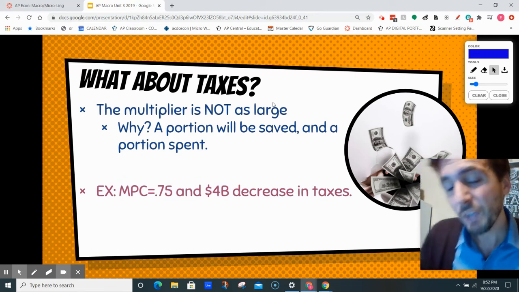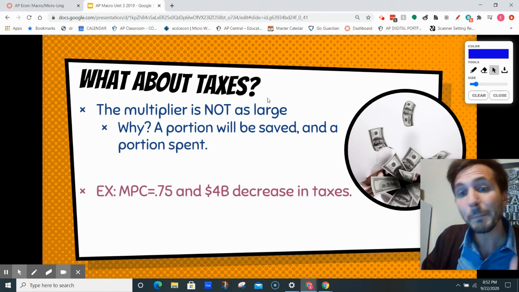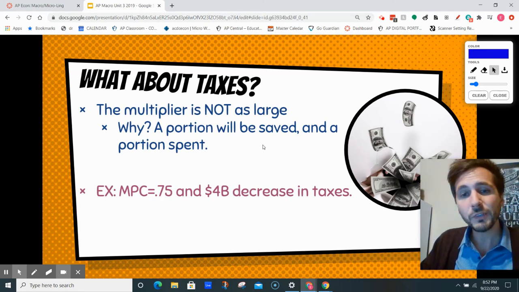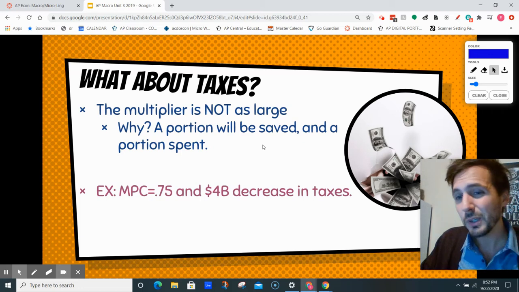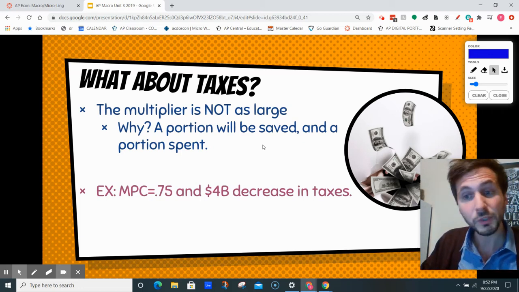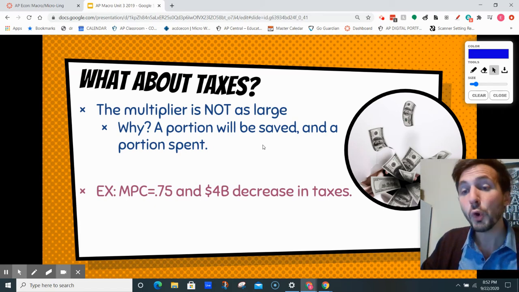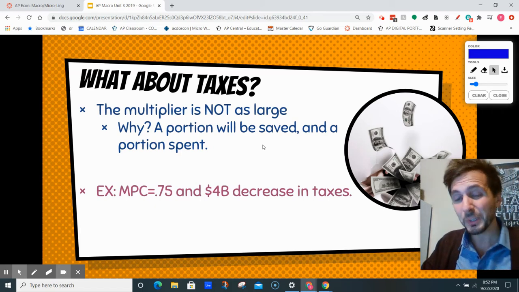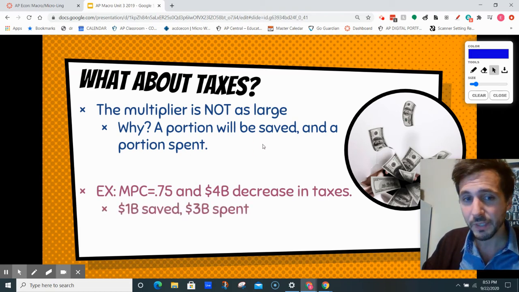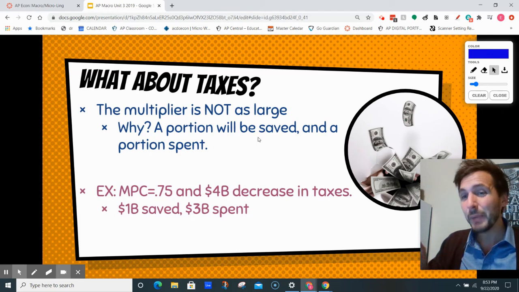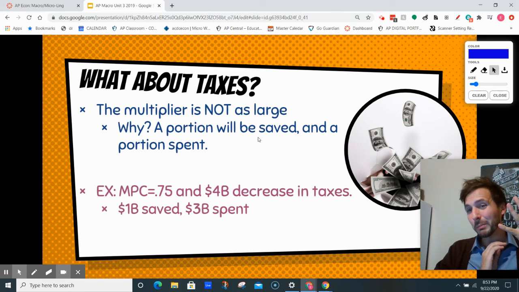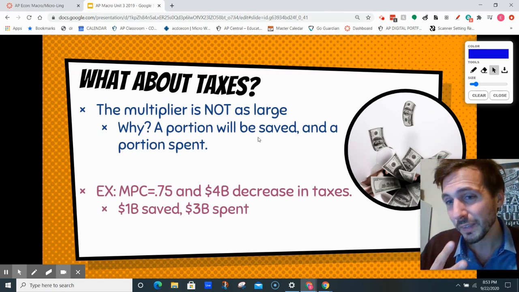For example, if MPC is 0.75 and we have a $4 billion decrease in taxes, what's going to happen? Well, how much of that am I going to save? Well, we know I'm going to spend 0.75 or 75% of it. 3/4 of 4 is 3. So I'm only going to spend 3 billion. I'm going to save 1 billion of those taxes, which means 1 billion saved, 3 billion spent. The impact on our economy is immediately diminished. Even though we decreased taxes by 4 billion, only 3 billion went into the economy.